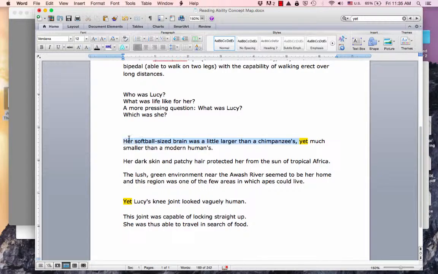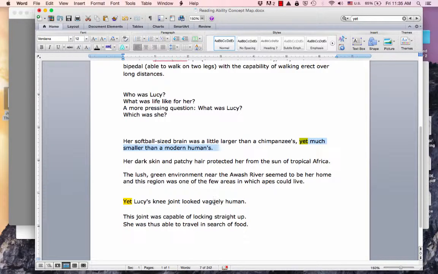This sets up the expectation that her softball-sized brain was larger than a chimpanzee's, and that causes one to think, even superficially, maybe she is human. And then the next clause sets up the opposite expectation, or it takes down the expectation that the previous clause set up. Okay, and so functionally, what you have here is a takedown, if you will, where it is contradicting.